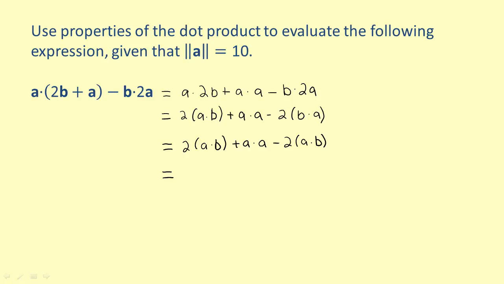Now that we have a dot product of vector a with itself, we can use the property of magnitude, replacing a dot a with the square of the magnitude of a. Finally, we substitute 10 for the magnitude and simplify the result. So, the expression is equal to 100.